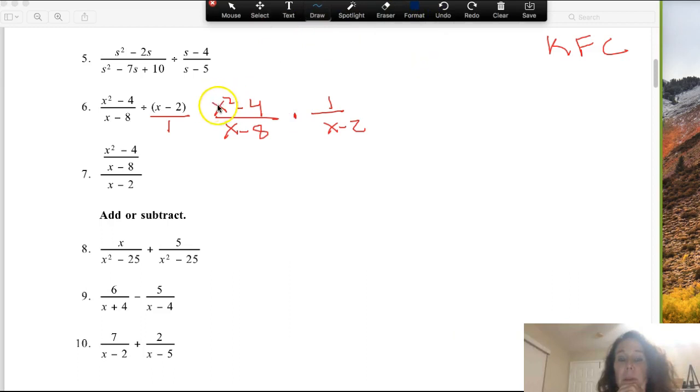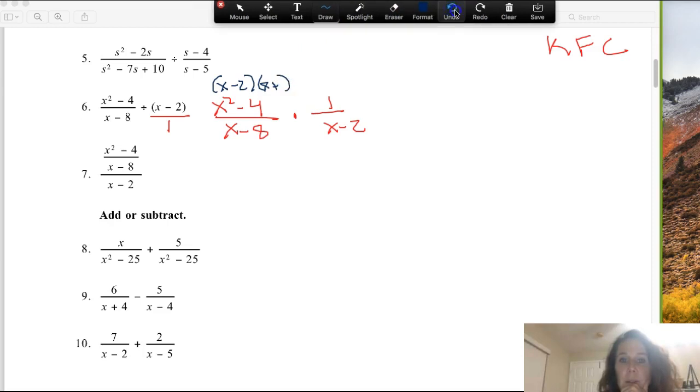Now you can go ahead and work the problem. It's a multiply problem, across the top, across the bottom. This is the difference of perfect squares, so x minus 2 times x plus 2 is how this would factor. And then times 1, which is just 1. And then on the bottom, I'm going to have x minus 8 times x minus 2.